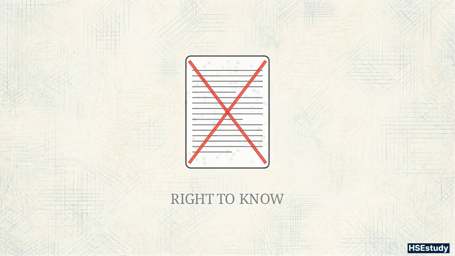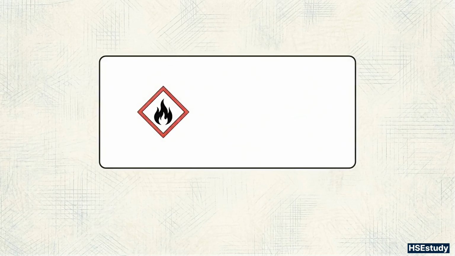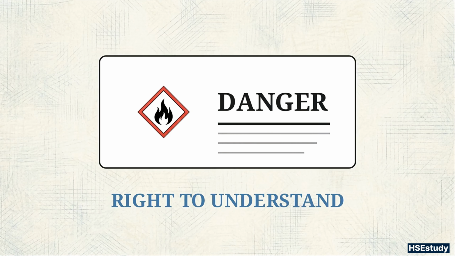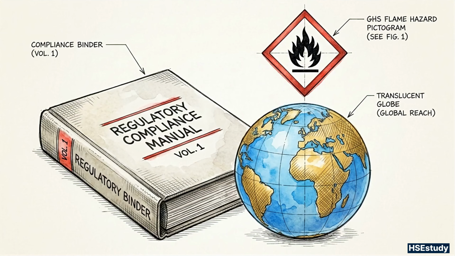OSHA moved the baseline from a worker's right to know, where the data simply had to be available, to the right to understand. Workers must be able to process the risk at a glance. To achieve this, OSHA integrated its original 1994 standard with the United Nations Globally Harmonized System, or GHS, in 2012.